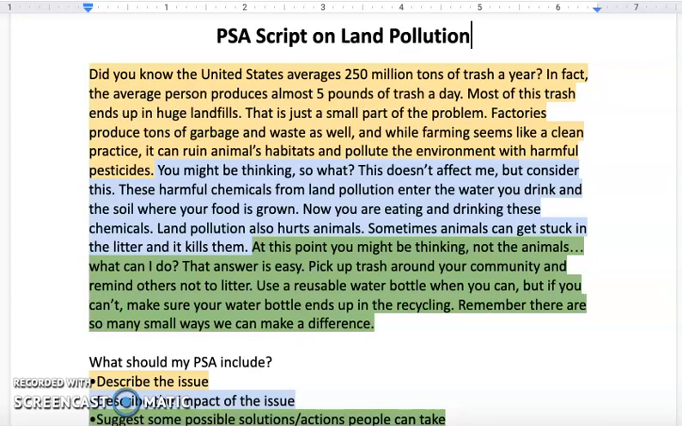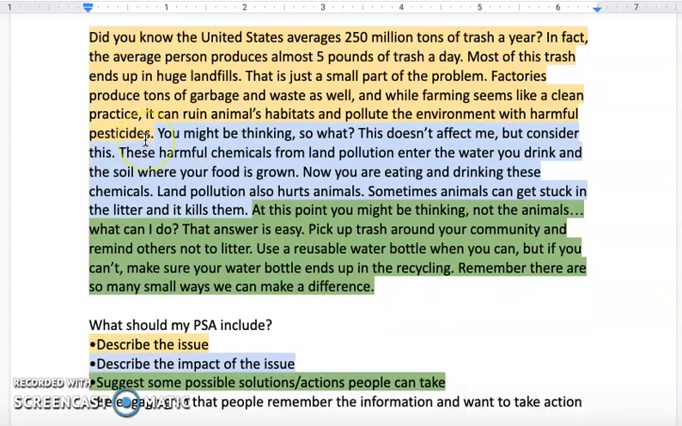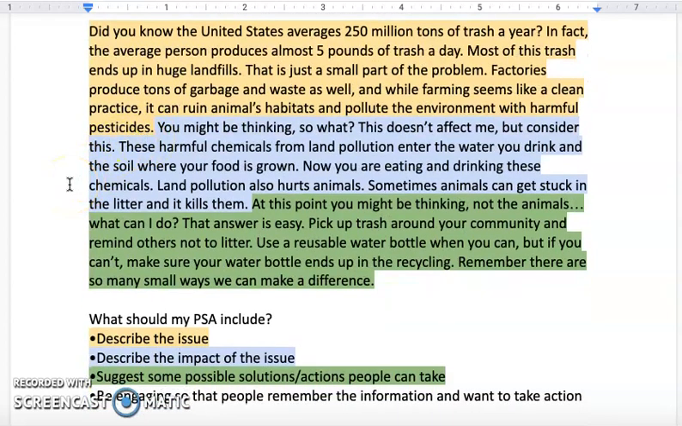Today we are going to talk about writing your PSA and how you're going to use your note catcher to write your PSA. So, your PSA or public service announcement should include a few things. One, you should start by describing whatever issue it was that you researched. Second, describing the impact or the effect that issue had. And then third is some possible solutions or actions that people can take.